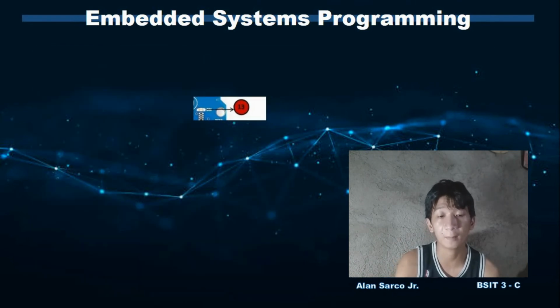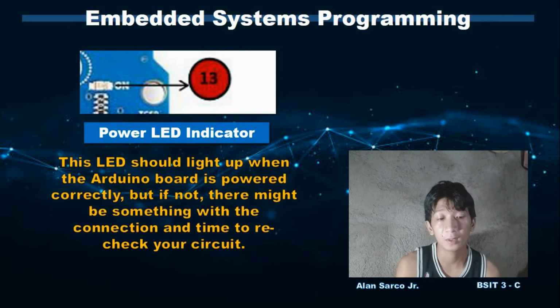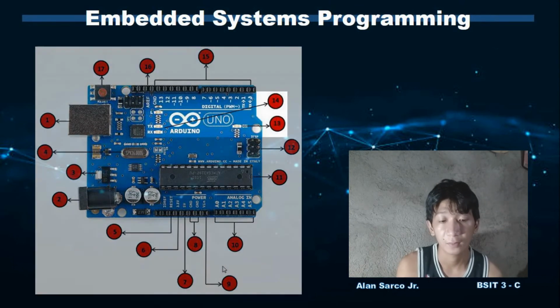So next is the power LED indicator. As you can see in number 13, it is simple: this LED should light up when the Arduino board is powered correctly. But if not, there might be something wrong within the connection and it is time to recheck your circuit.